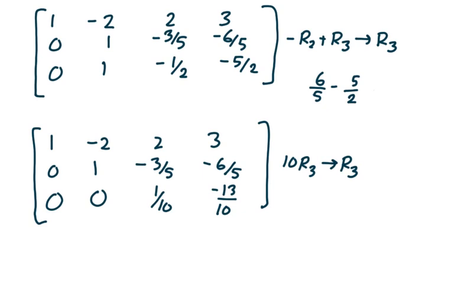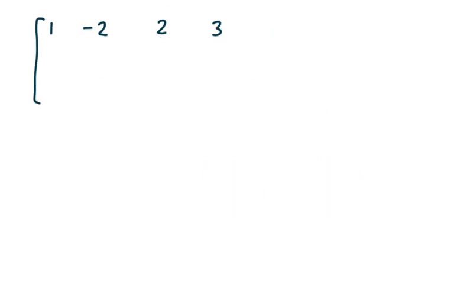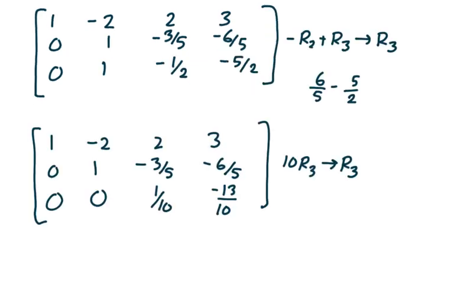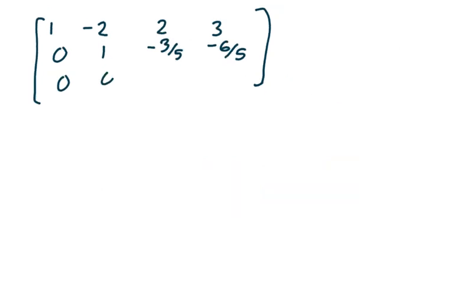And then I'm pretty much done, right? So I get 1, negative 2, 2, 3. And then that's the first row. 0, 1, negative 3/5, negative 6/5 for the second row. And then for the third row, I get 0, 0, 1, negative 13.